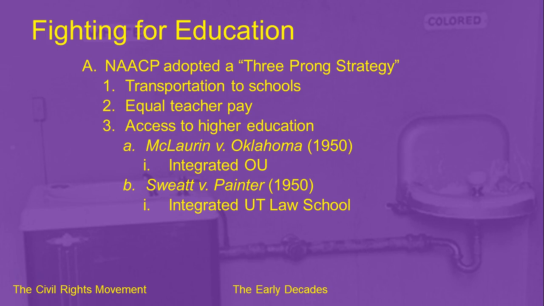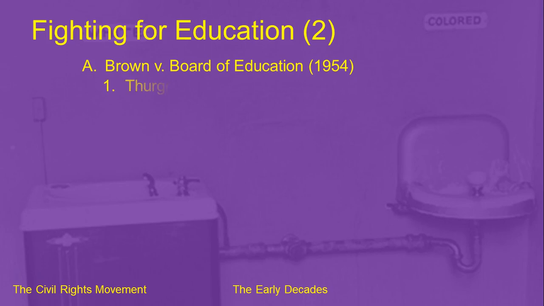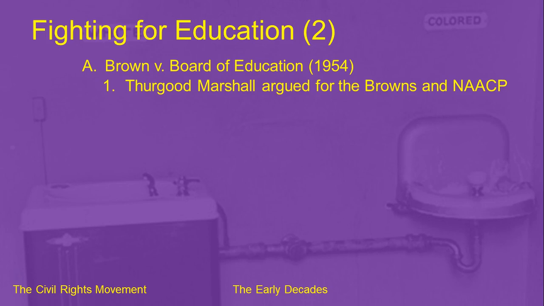Now, the reason those two cases are important, I mean, they're important because they integrate higher education, but they're also important because they set the stage for Brown versus Board of Education. The Supreme Court case in 1954 that ended segregation in public schools. Okay. The lawyer for the NAACP and the lawyer for the Browns is a guy named Thurgood Marshall. Thurgood Marshall went before the Supreme Court and argued that Topeka, Kansas, that's where this case comes from, their segregation of public schools violated the Constitution.